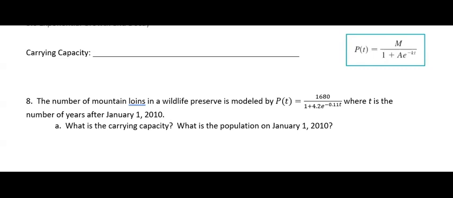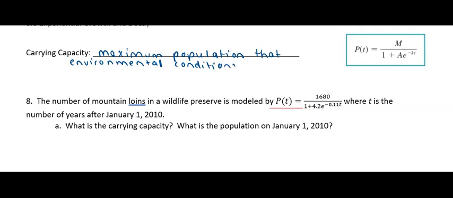So carrying capacity is the maximum population that an environmental condition can sustain in the long run.